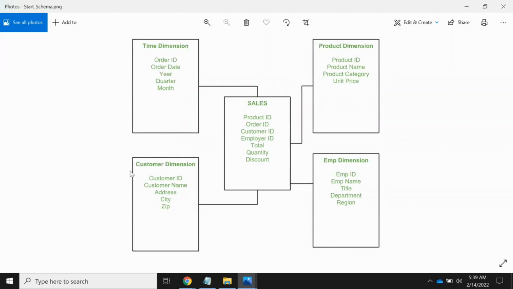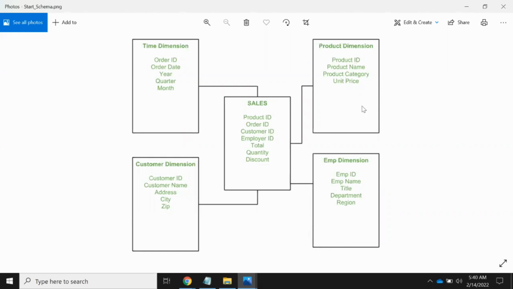And then the customer dimension, related to customer data: customer ID, customer name, customer address, city, zip, right? Each and every dimension contains a group of descriptive data related to that particular dimension. This is customer, this is time. The types here will be in the form of tables only, but based on how the data is stored, we call them by different names. Don't get confused here.